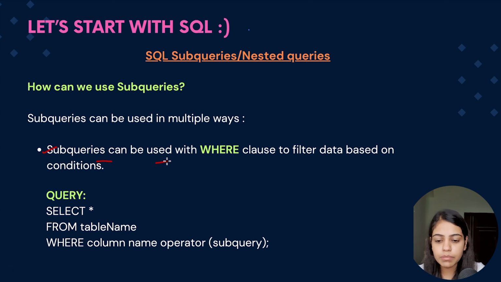Subqueries can be used with the where clause to filter data based on a condition. So we can use the where clause and we can filter the data based on some condition.